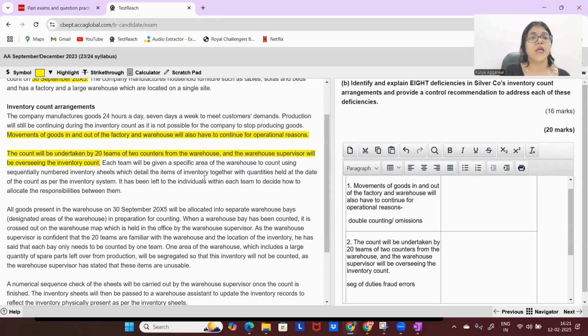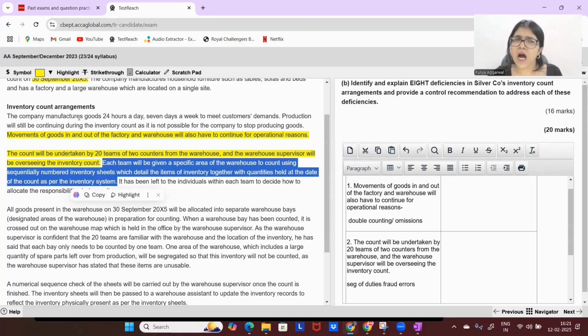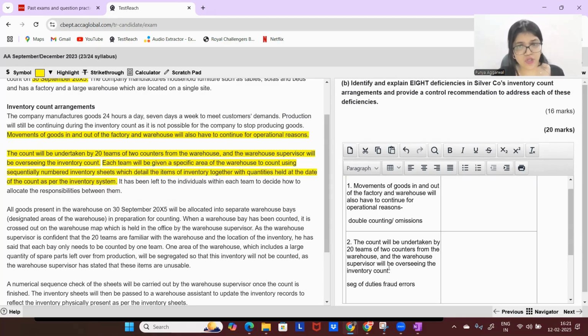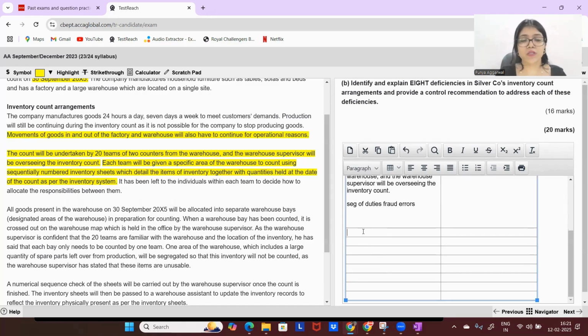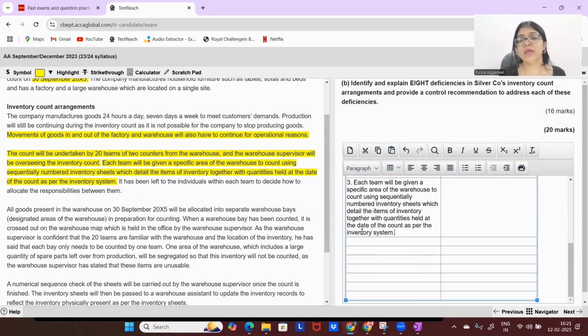That is there. Okay. Each team will be given a specific area of warehouse to count using sequentially numbered inventory sheets, which details the items of the inventory together with quantities held at the date of the count as per the inventory system. Now, a lot of students do get confused that how is this a deficiency, because I have done this question with my students and they ask me, ma'am, ये कैसे deficiency है?